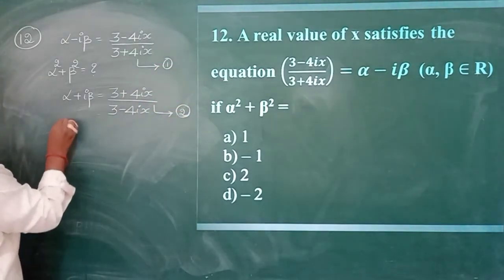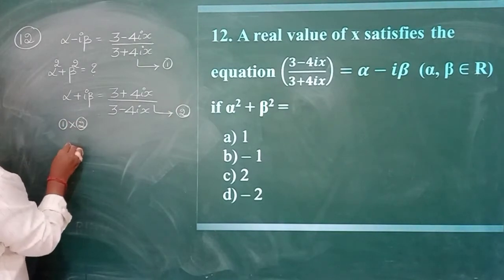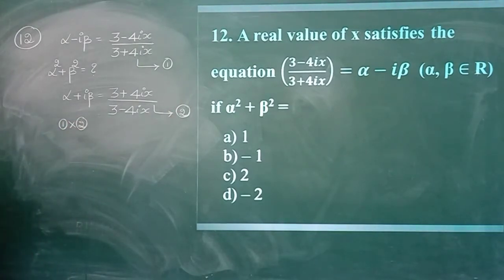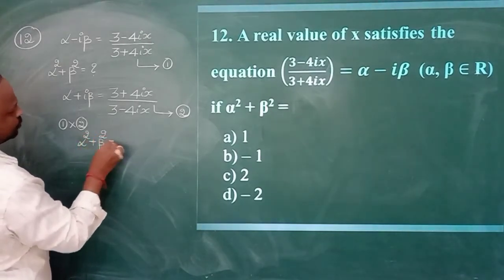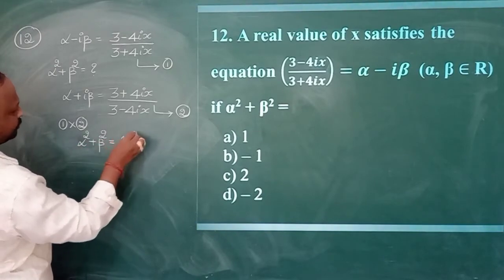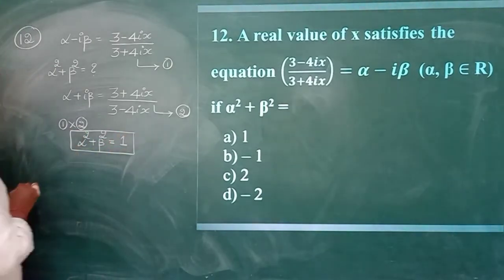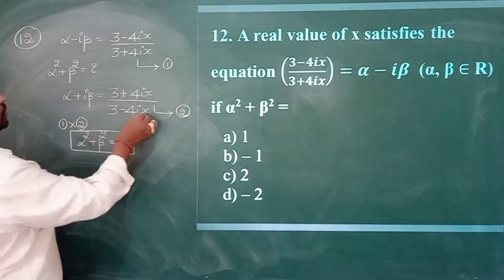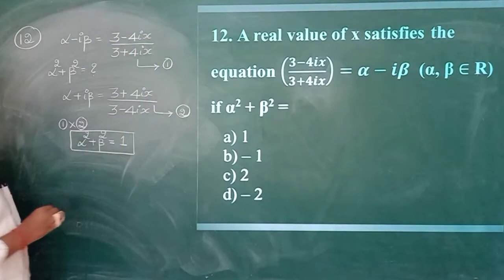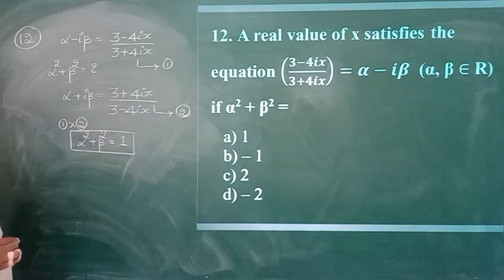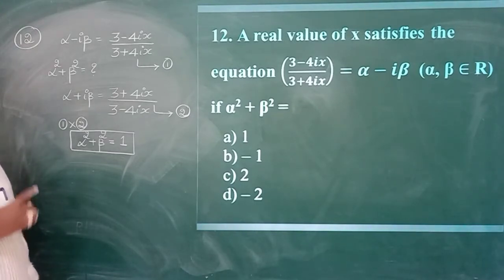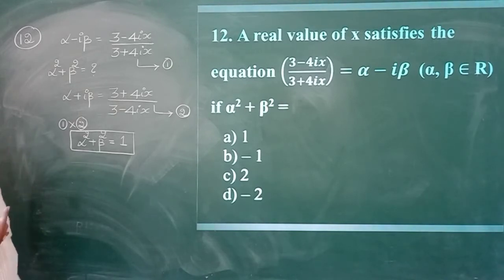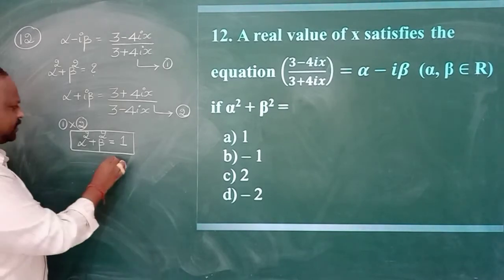You multiply equation 1 into equation 2. So you will get alpha minus I beta into alpha plus I beta, which is alpha square plus beta square. So this will be 1, because 3 minus 4ix and 3 minus 4ix cancel, 3 plus 4ix and 3 plus 4ix cancel. So you will get alpha square plus beta square is equal to 1. And this is a very important one. Here they keep changing the values, the z value. Clear? Option A is the answer.